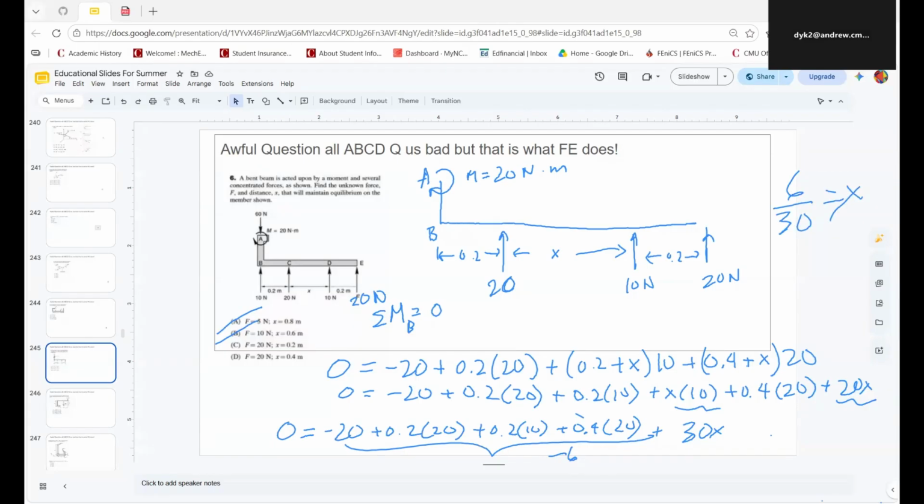Okay, clear. 6 divided by 30. You could probably do this one without the calculator, but I like to just do it with my calculator. It is about 0.2, so that means it's C, and I hope I got the answer correct. We move on.